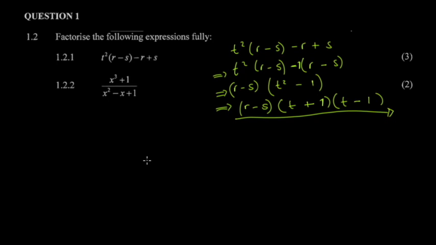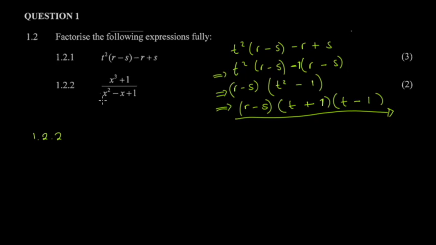Here you had 3 marks, so you'd get 2 marks if you do it up to this point. But you're supposed to further break down t squared minus 1 by difference of two squares. You recognize it by there being a negative here, and also a square here and a square here. So this is it. Let's move on to question 1.2.